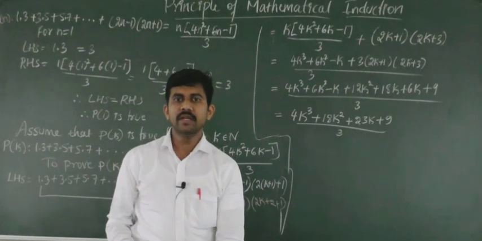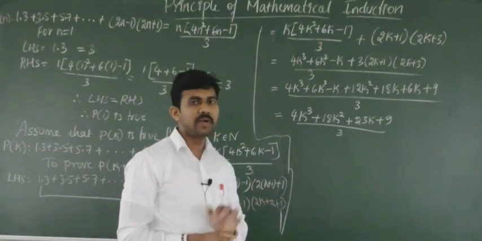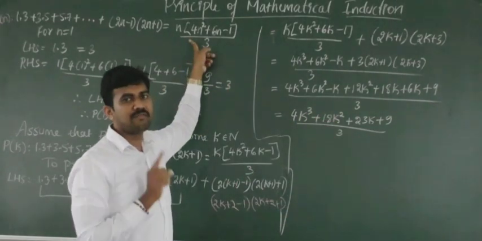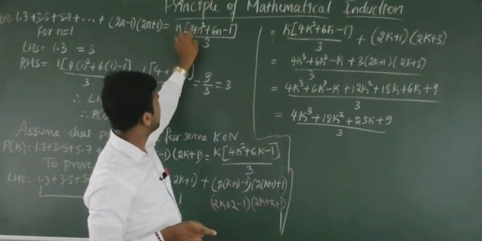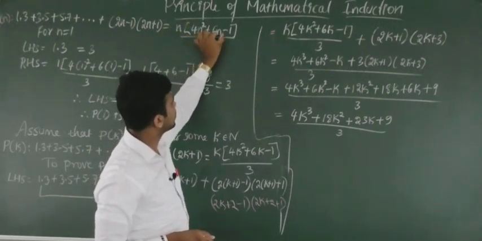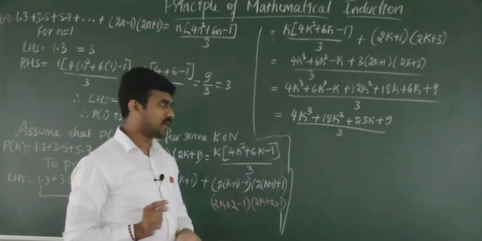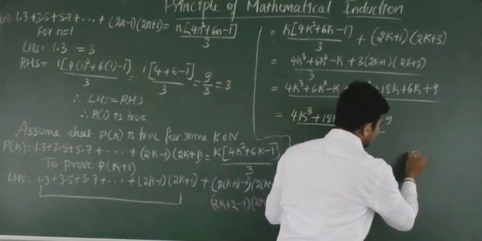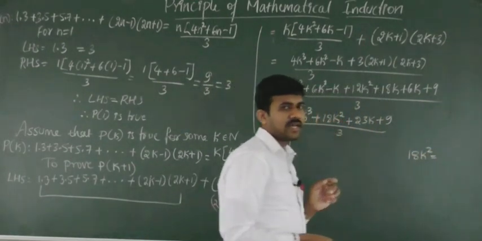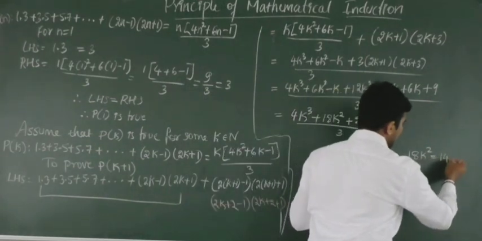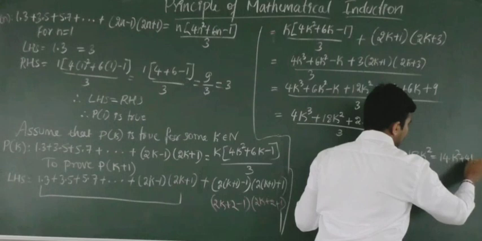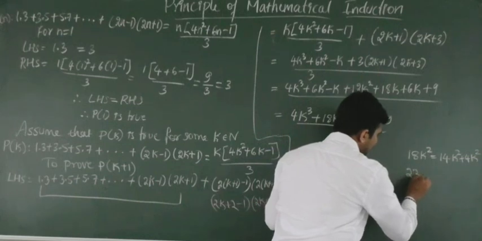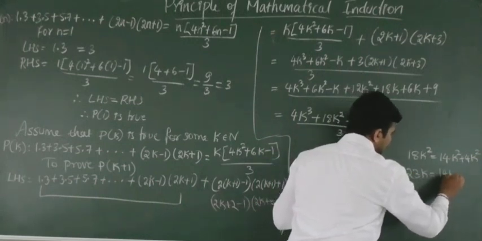Okay, now I'll do one method here by splitting. How to do it, we have to get the RHS of P of k plus 1 like this: 4 into (k plus 1) whole square plus 6 into (k plus 1) minus 1, whole divided by 3, should we get. So for that, here 18k square you have, so I'll split that as 14k square plus 4k square. Similarly 23k we have, so I'll write 23k as 14k plus 9k.